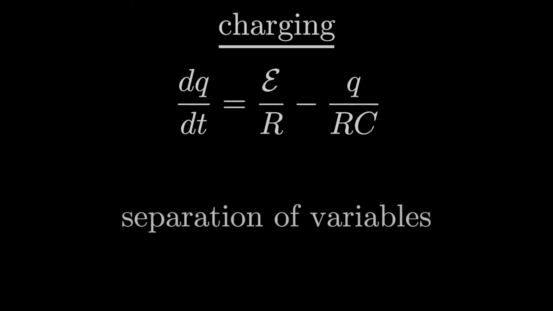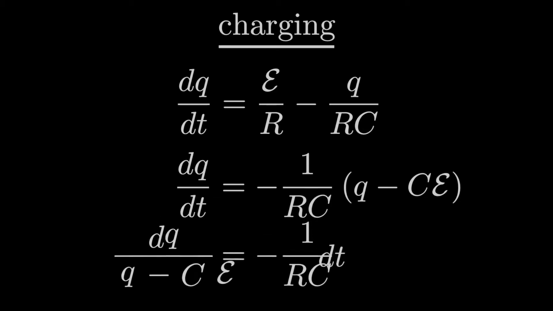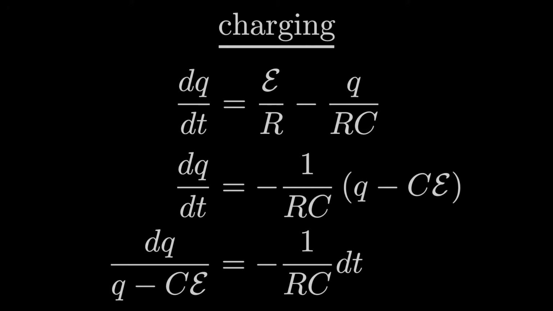You might have heard of it before, but the way it works is we want to get all the q stuff on one side and all the t stuff on the other side. Here we only have dt in terms of the t stuff, there's no extra t's floating around, and we have one q and one dq in terms of the q stuff. First, it's going to be useful to factor out negative 1 over RC. We want to just have q by itself. Next, we want q on the other side with the dq, so we'll divide by q minus C times the EMF and multiply by dt on both sides to put the t variables on the other side.